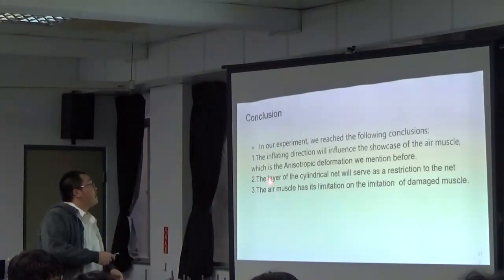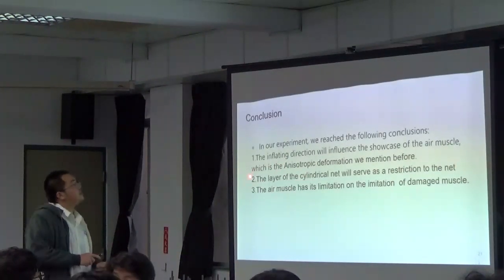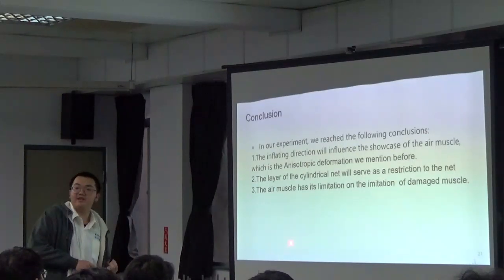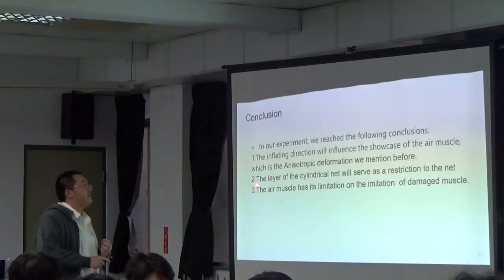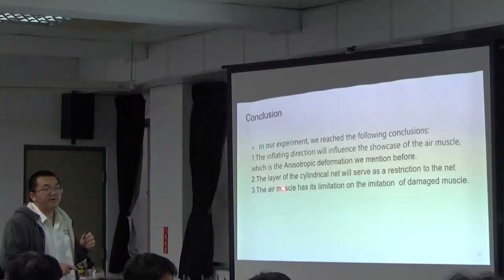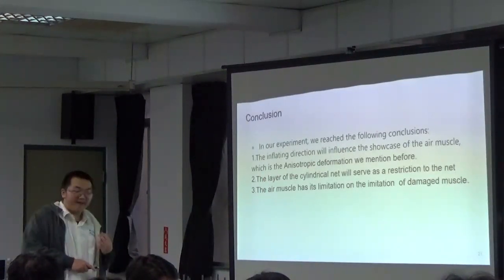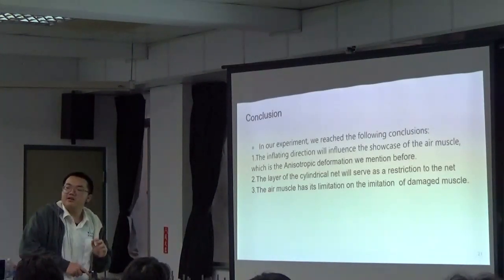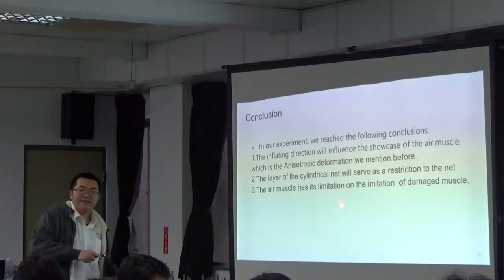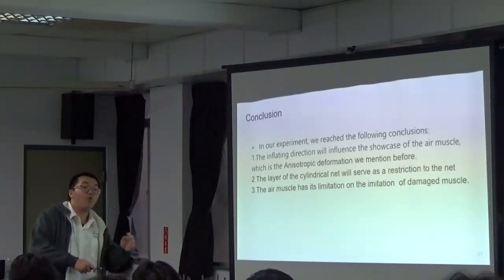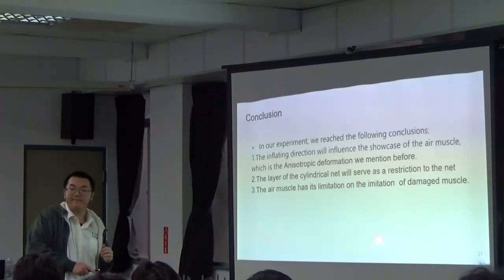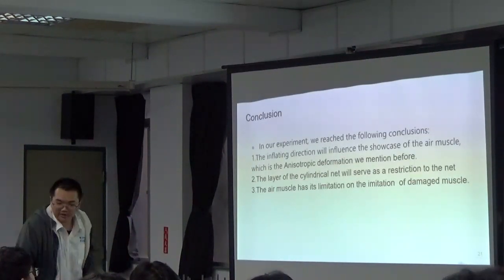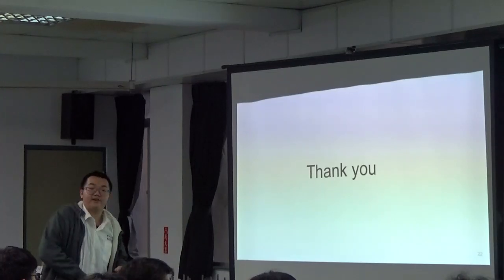So in the conclusion, the first thing I'm talking about is the inflating direction with respect to the shape of the balloon itself. Second, the cylindrical neck and the air muscle will provide a restriction to the muscle structure. And last, the air muscle cannot really imitate how real muscles work, because the damage one I made doesn't really correspond with real muscles. So that's what my report is saying.